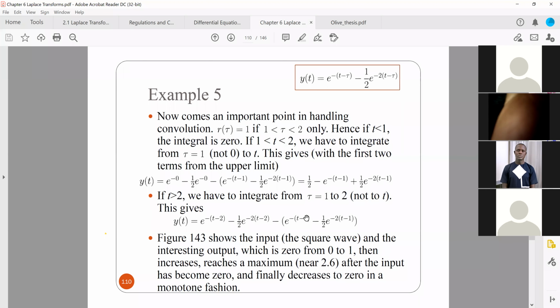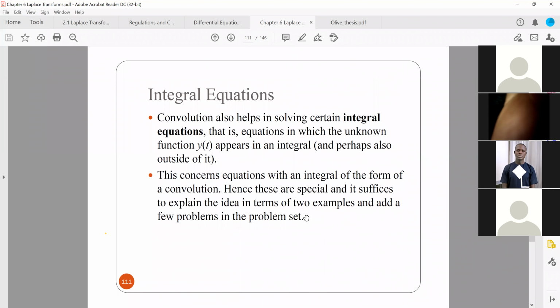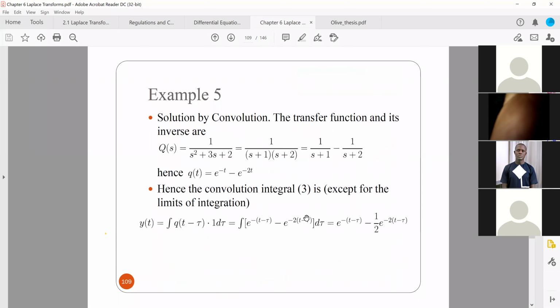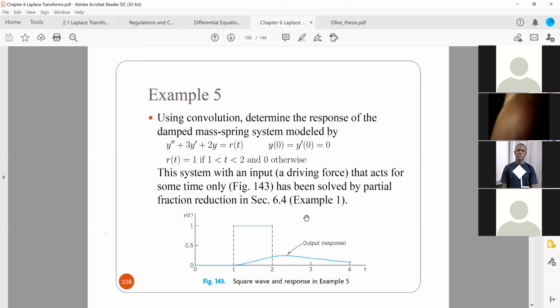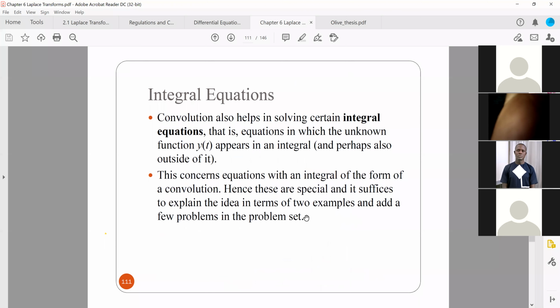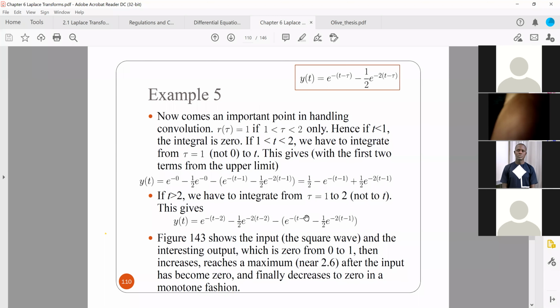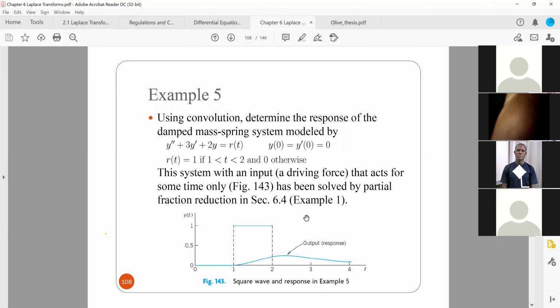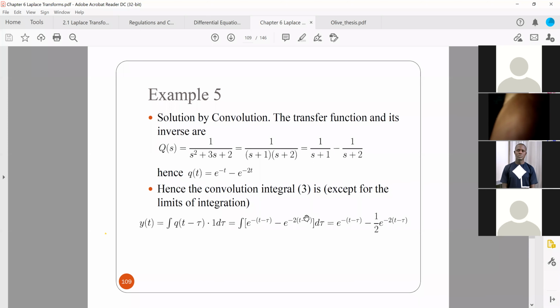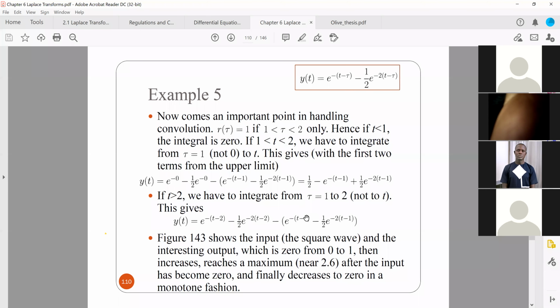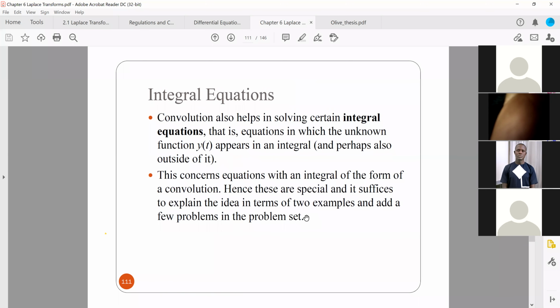And we end up with these expressions. I think it's the same figure that we had earlier. Yes, figure 143. This is what it would look like. I will not ask you to sketch any of these, but I think it's good to just visualize what it looks like at the end of the day.